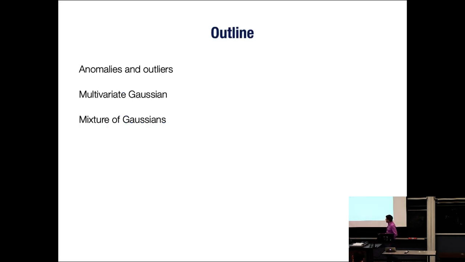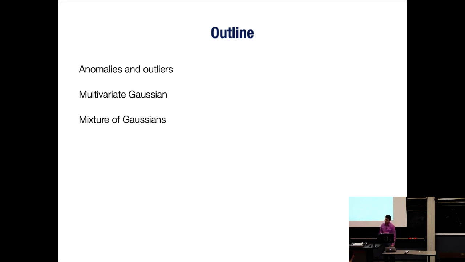Okay, so I want to start by talking about anomalies and outliers and what I mean by that, because actually anomaly detection is kind of a loaded term, and it can mean a lot of things to different people. Then I'm going to talk about two main things here. The two main topics are the multivariate Gaussian distribution, and a model called the mixture of Gaussians, which is a very common model, and we'll talk about what that means and also how we can model data that is drawn from multiple Gaussians.